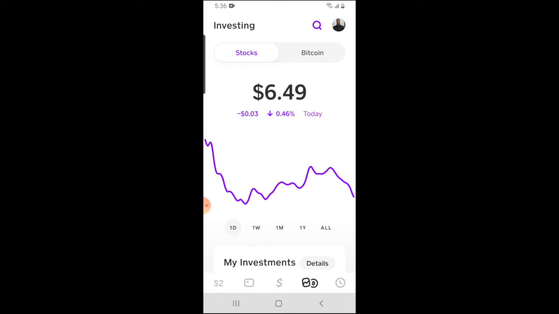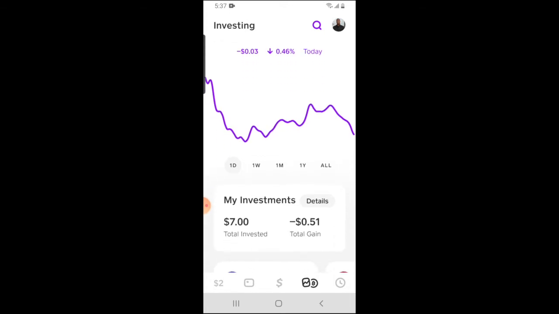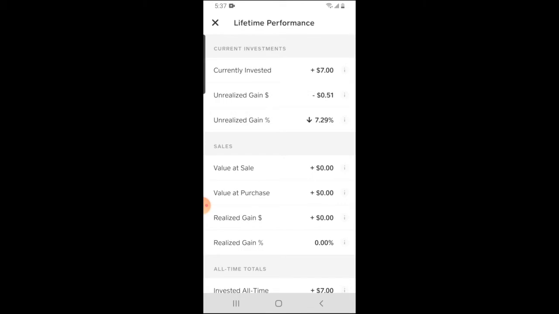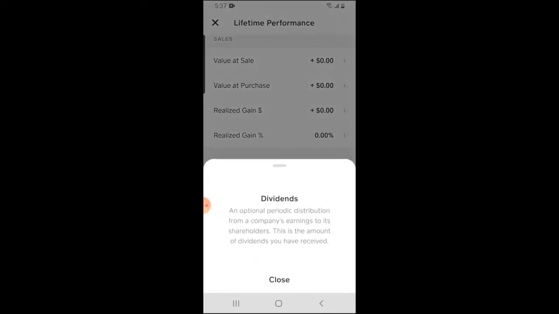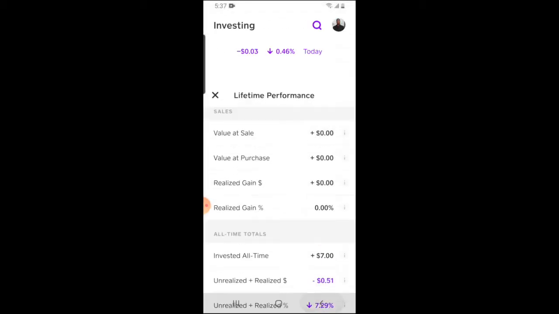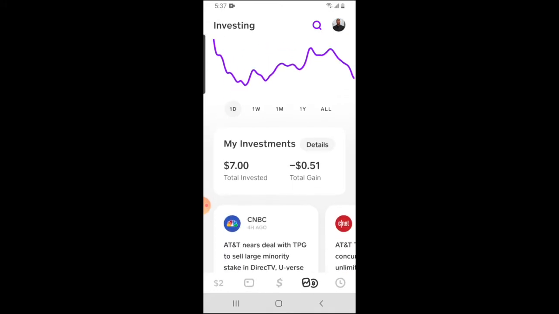If you purchase any stocks on Cash App in general, it's going to put your total realized gains and losses here in graph form. I've invested, literally, like $6 worth of shares in AT&T for this example. We're going to click on details, so we can see the total realized gain or loss. Scroll down and you can also see any dividends that you've been paid. Let's back out of that and keep scrolling down.